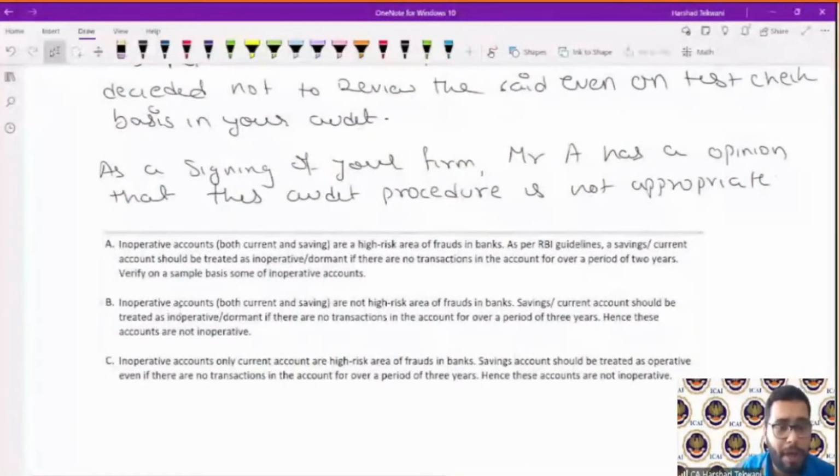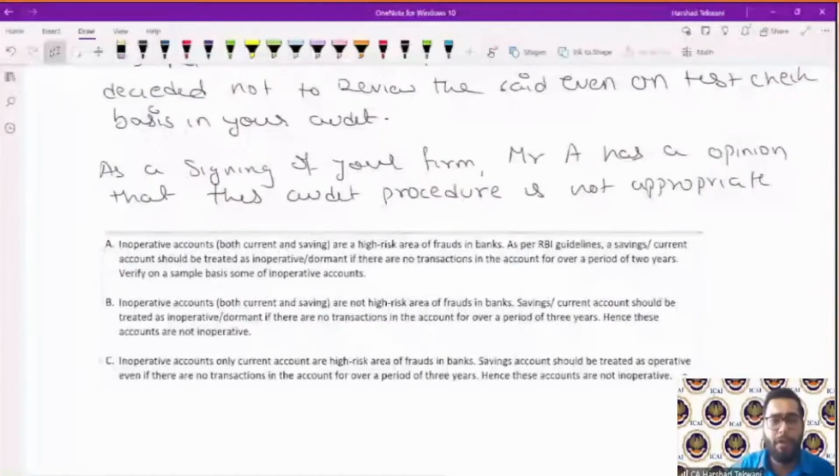Second, inoperative accounts, both savings and currents, are not high risk areas of fraud in bank. Savings and current accounts should be treated as inoperative or dormant if no transaction in the account over a period of 3 years. Hence, these accounts are not inoperative. Third, inoperative accounts, only current accounts are high risk area of fraud. Only current, not savings. Savings account should be treated as operative even if there are no transactions in the account for over a period of 3 years. Hence, these accounts are not inoperative.